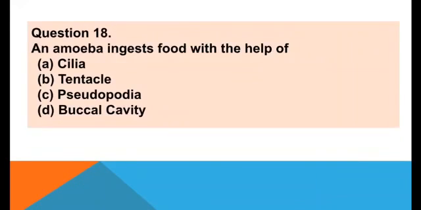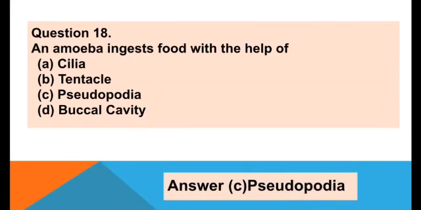Now we have question number 18. An amoeba ingests food with the help of, your options are option A cilia, option B tentacles, option C pseudopodia, and option D buccal cavity. So if you have seen the digestion of the amoeba, you can tell me the answer quickly. That is option C, pseudopodia. Pseudopodia help in movement and also help in catching the food. So an amoeba ingests food with the help of pseudopodia.